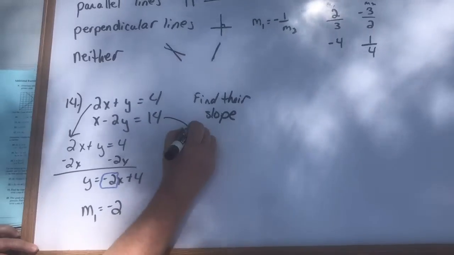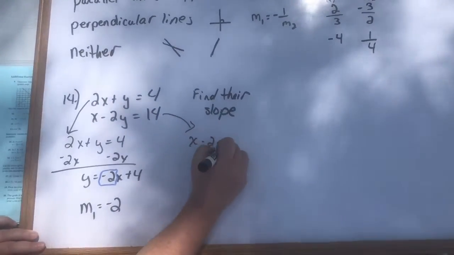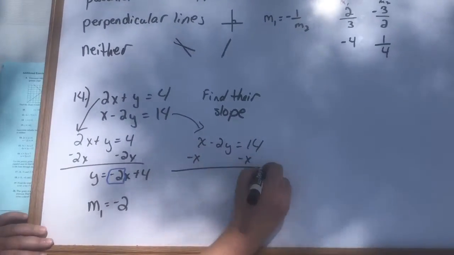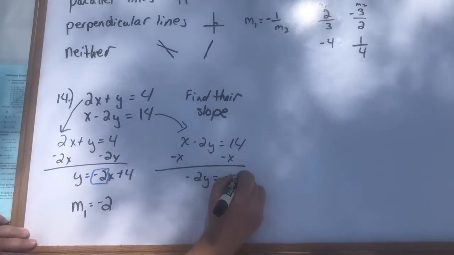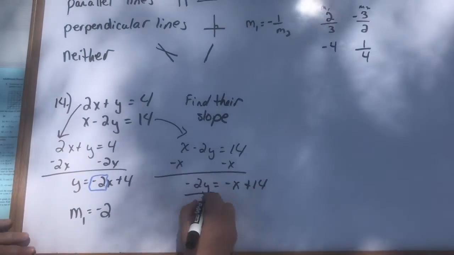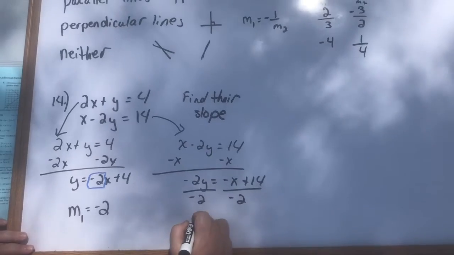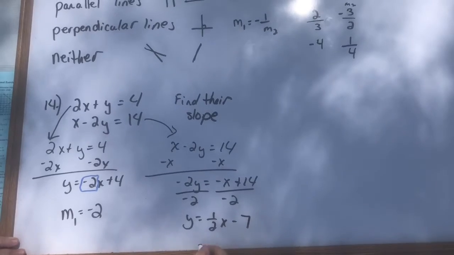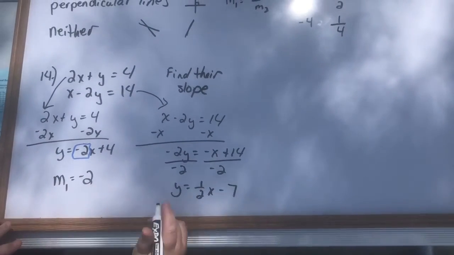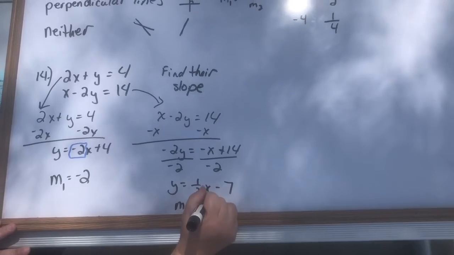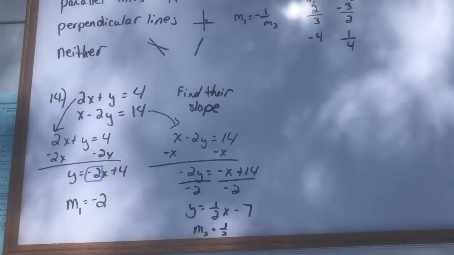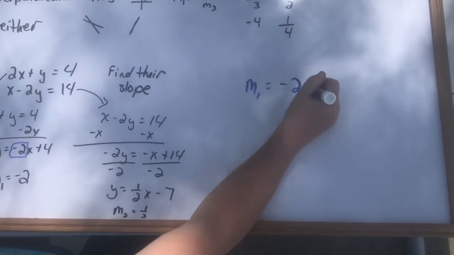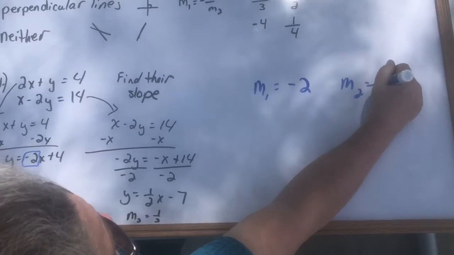So here, take this one down here: x minus 2y equals 14. I'm going to solve for y, so I'm going to subtract x from both sides. -2y equals -x plus 14, and I divide by -2. y equals 1/2 x minus 7. What's my slope of this other one? Yep, m2 equals 1/2. I'm going to write them over here so we can see them a little better. We have m1 equals -2, m2 equals 1/2.